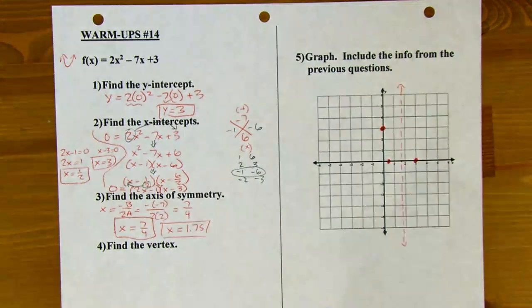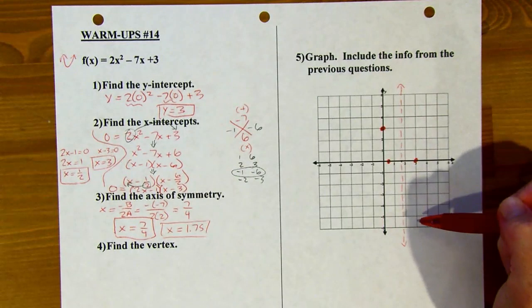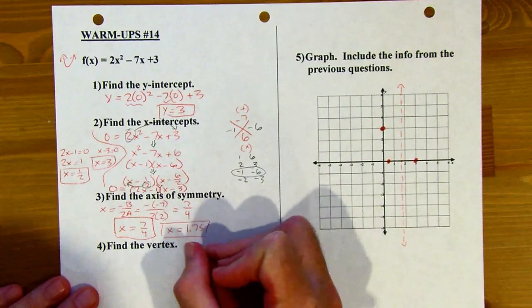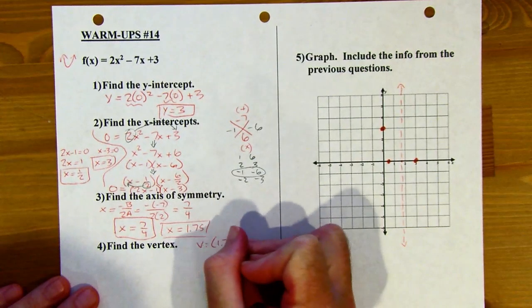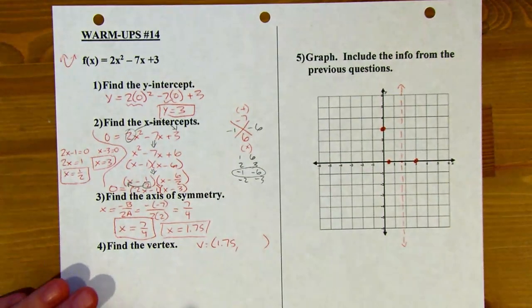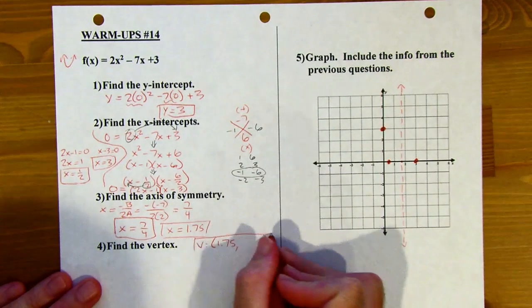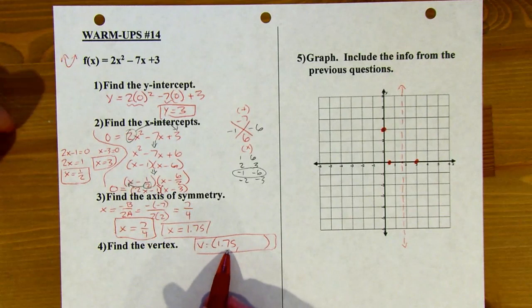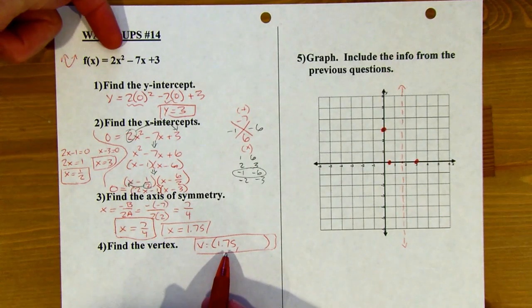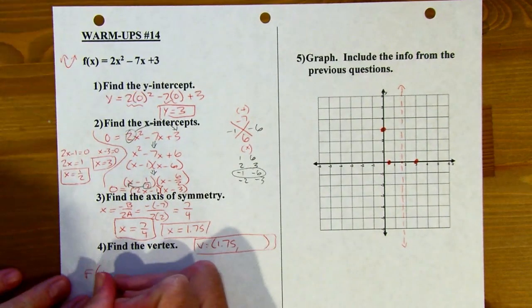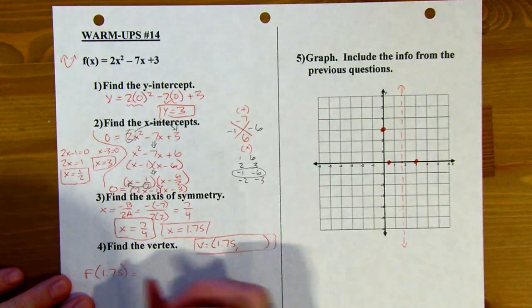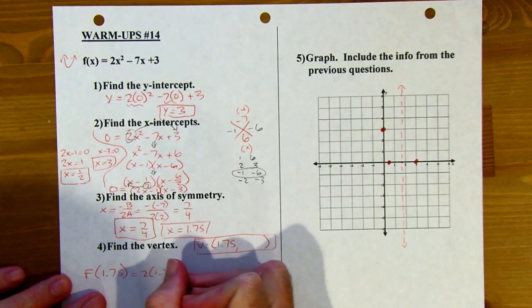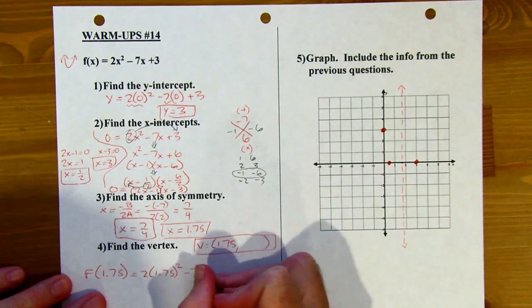Now, if that's the middle of my parabola, I know my vertex is going to go somewhere on this line. So my vertex is going to be the point 1.75 something. I just need to figure out what that something is. So this is going to be my answer for number 4. Now to figure out what that something is, I'm going to plug this x value, 1.75, into the original equation. So really I'm finding f of 1.75, finding what the y value will be when I have an input of 1.75. So I'm plugging 1.75 in here and also here.